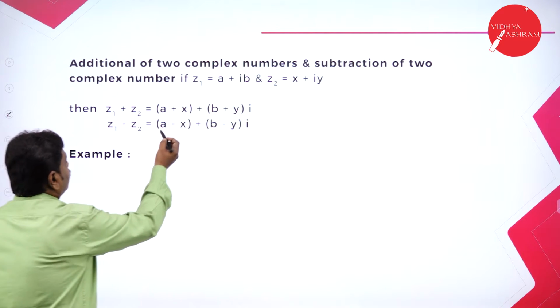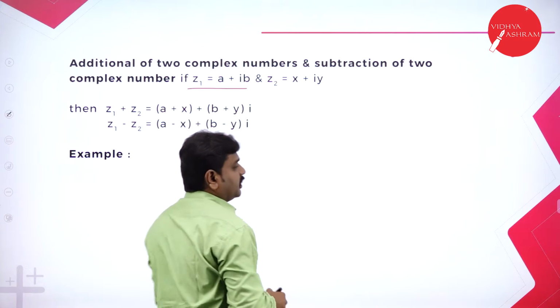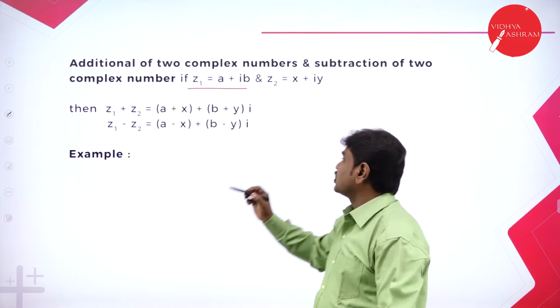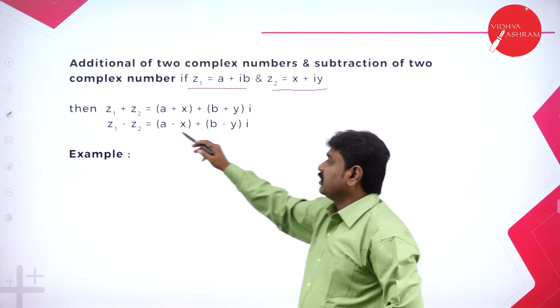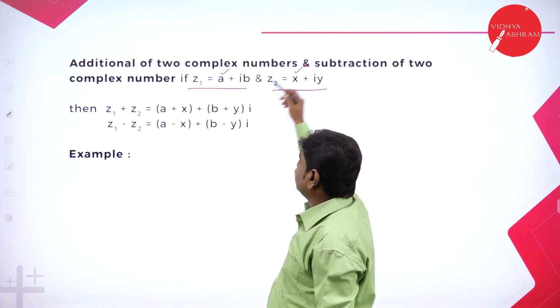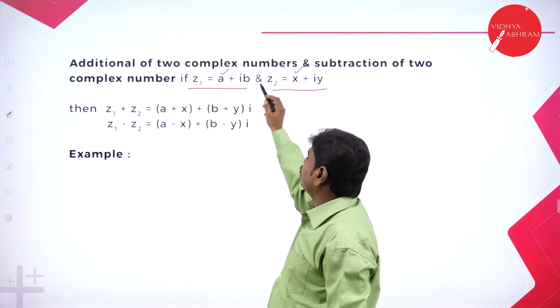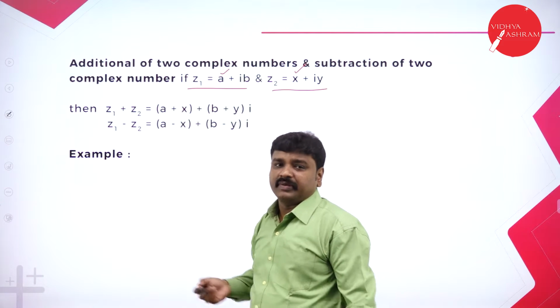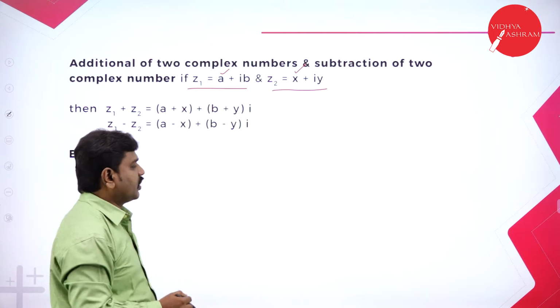So now if I take complex number z1 is equal to a plus ib and z2 is equal to x plus iy, and if I want to perform z1 plus z2, then real part plus real part. Real part is a and here it is x: a plus x, plus b plus y, i. That's it. Or i into (b plus y). Simply speaking, like terms you add.